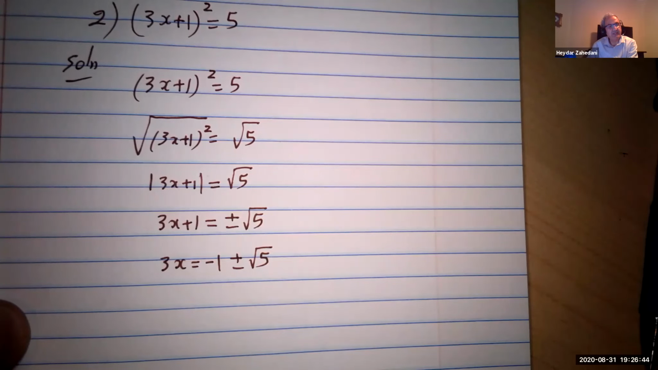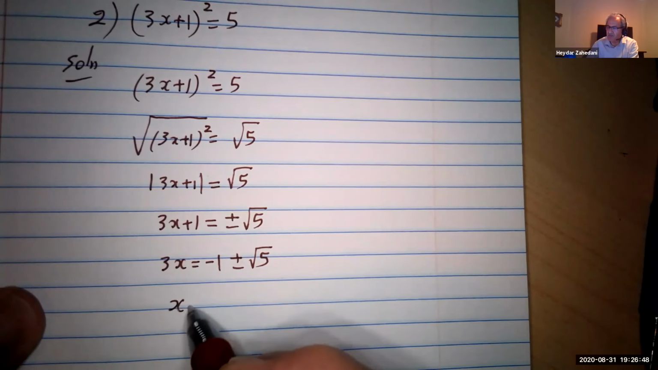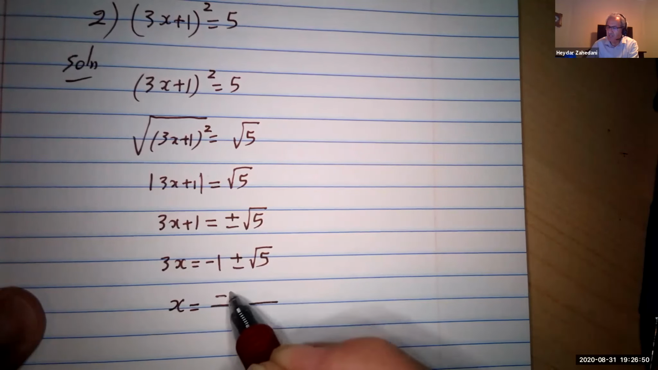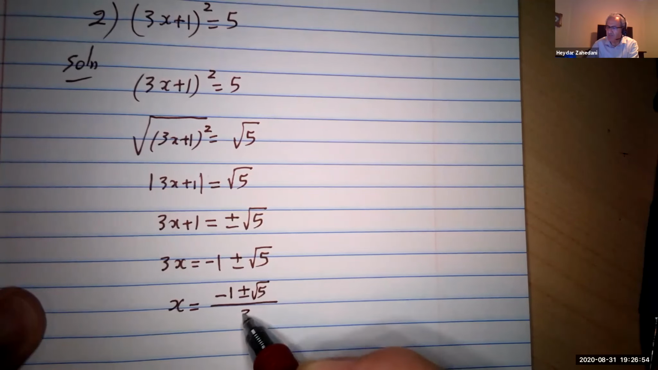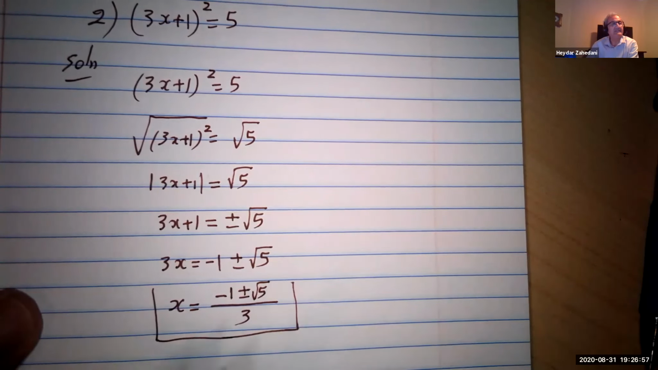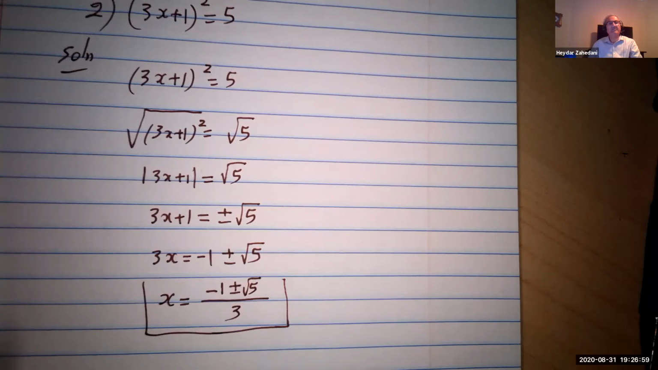But you have to find the x. So to find the x, divide by 3. So x would be equal to negative 1 plus or minus radical 5 over 3, final answer. You are not supposed to use your calculator to give us a decimal number. You just keep it as is. We like it in the radical format.